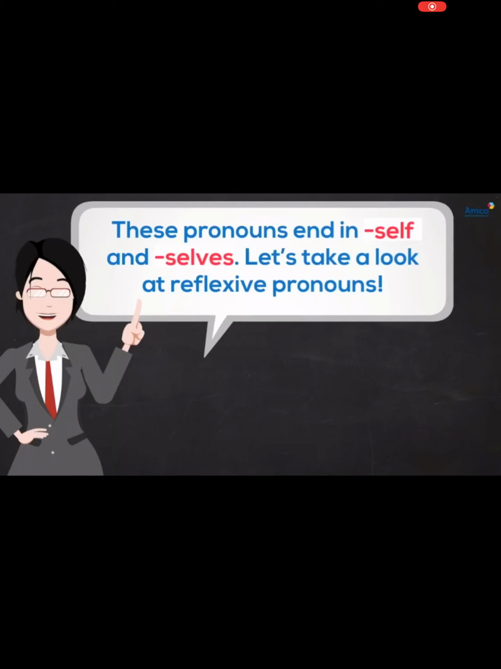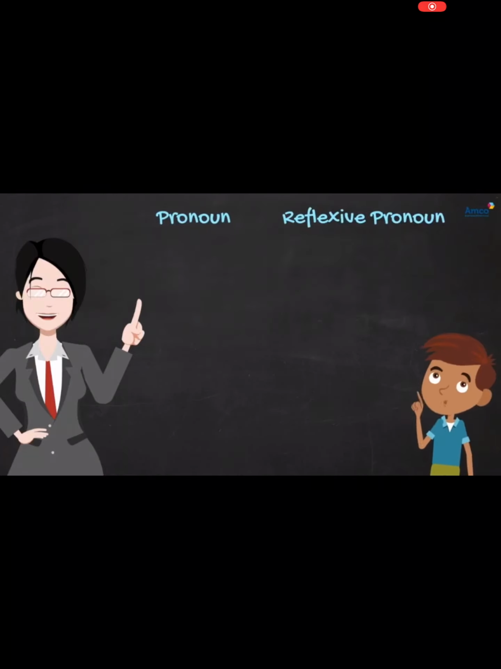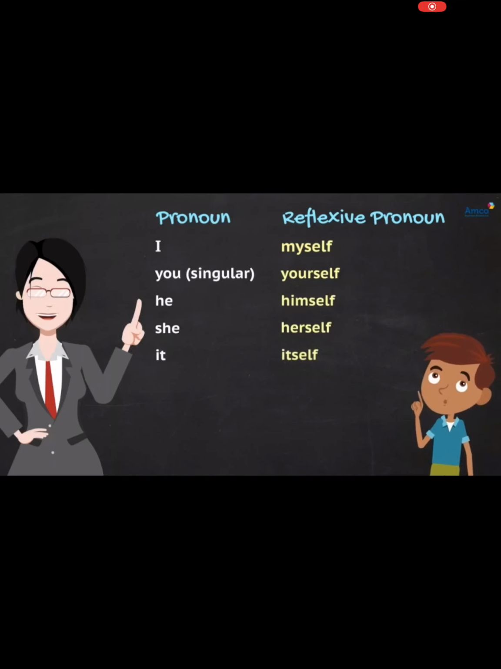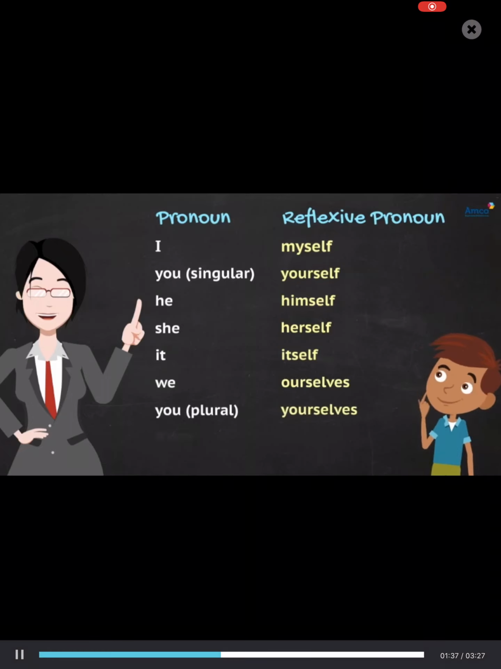Let's take a look at reflexive pronouns. Pronoun, reflexive pronoun. I, myself. You, singular, yourself. He, himself. She, herself. It, itself. We, ourselves. You, plural, yourselves. Them, themselves.